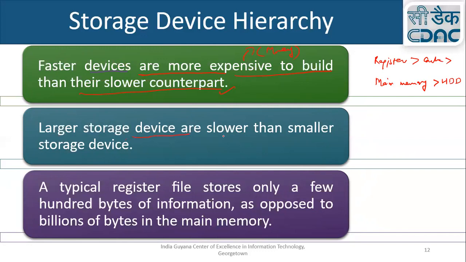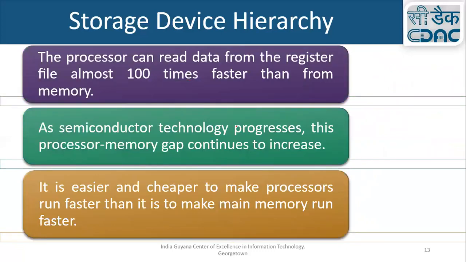Larger storage devices are slower than smaller storage devices. So the hard disk is the slowest and the register is the fastest memory available. A typical register file stores only a few hundred bytes of information, as opposed to billions of bytes in the main memory. If you take 4 gigabytes inside your RAM, there are up to 32 or 64 bits inside your register. Reading from the register file is almost 100 times faster than from the main memory.